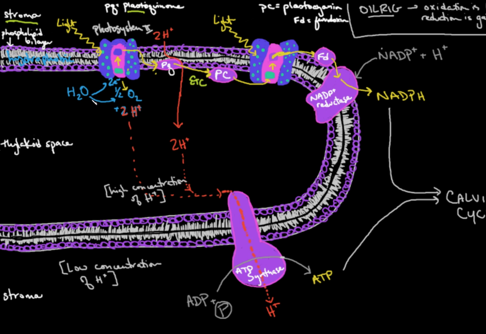But the byproducts of that process are that it creates half of an oxygen molecule, because there's only one oxygen in water, and 2 hydrogen ions, or 2 protons, which happen to also, again, be in the thylakoid space. So we end up with an even higher concentration of hydrogen.